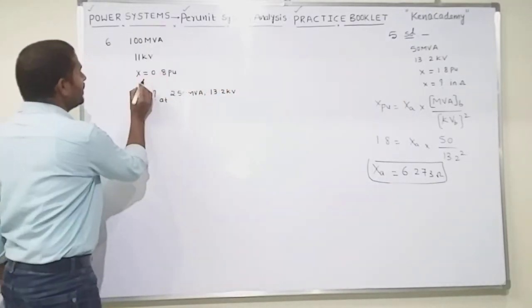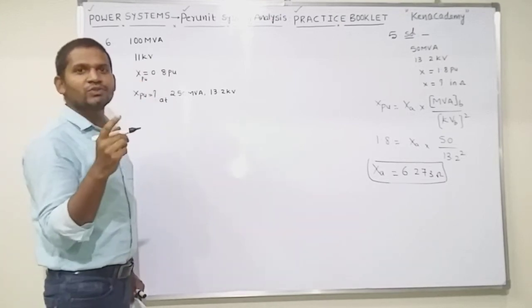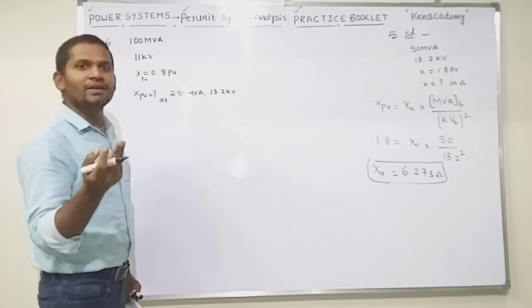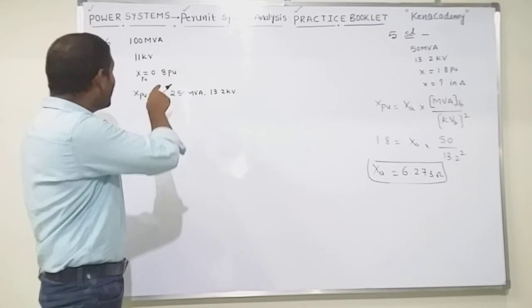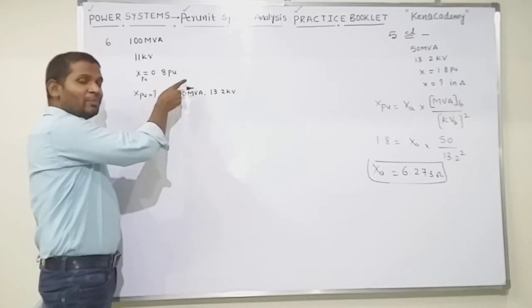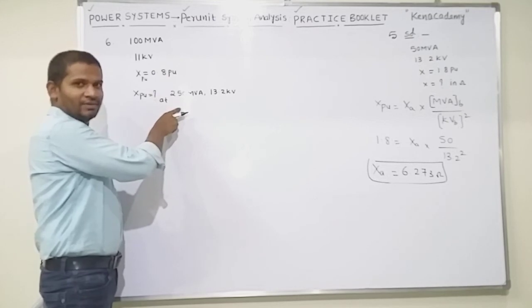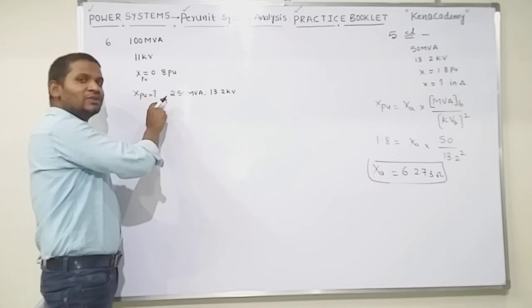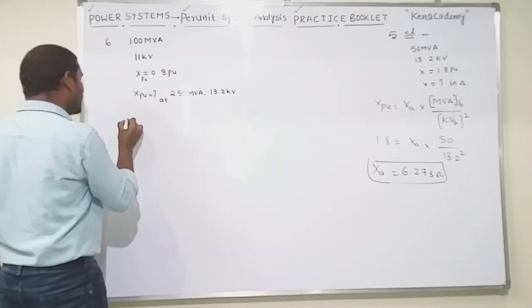But already per unit reactance is given. See the difference here. In the last problems, actual reactance was given, and you calculated per unit reactance at a different MVA and different voltage. But here actual reactance is not given. Directly per unit reactance is given, but you find the new per unit reactance. That means you want to convert one per unit value from one base to other base values. For that you know the formula. What is the formula? You tell me.